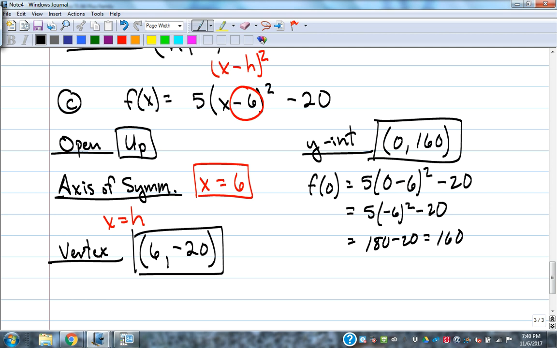This one wouldn't be a good one to look at our graph on the calculator and get the Y-intercept either, because 160, that's a stinking huge graph we'd have to look at.